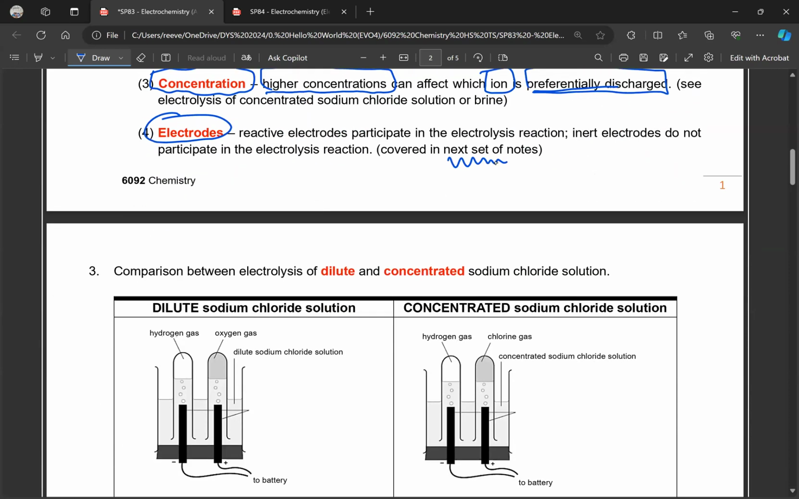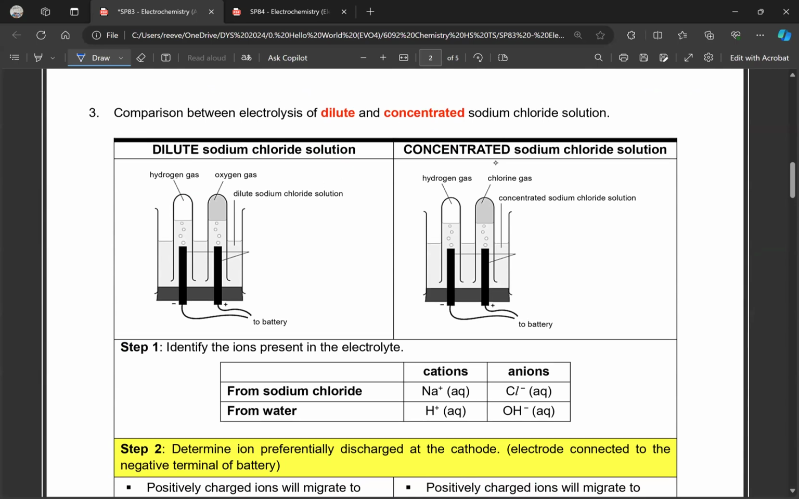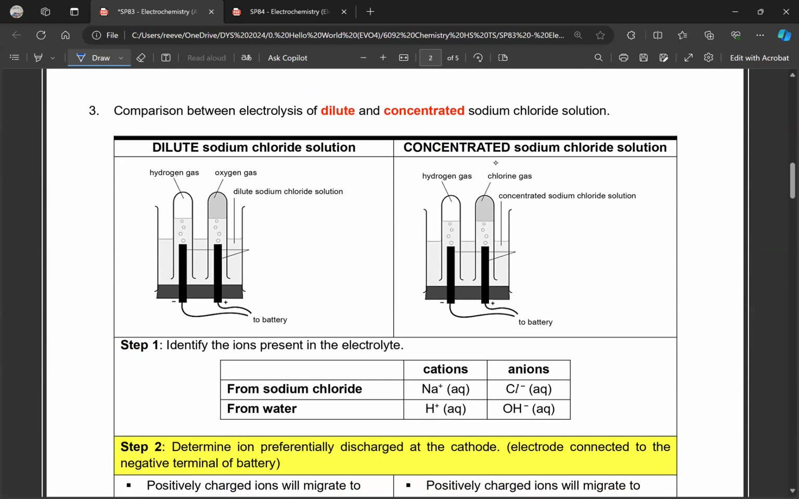Okay, so our focus today is about aqueous solution. That means things that are dissolved in water. But as I mentioned, the concentration plays a role. So we will explore 2 situations. One is when the aqueous solution is dilute, whereas the other one is concentrated. I hope you know the difference between the two. Dilute means I dissolve only a little bit. Concentrated means I dissolve a lot of it.